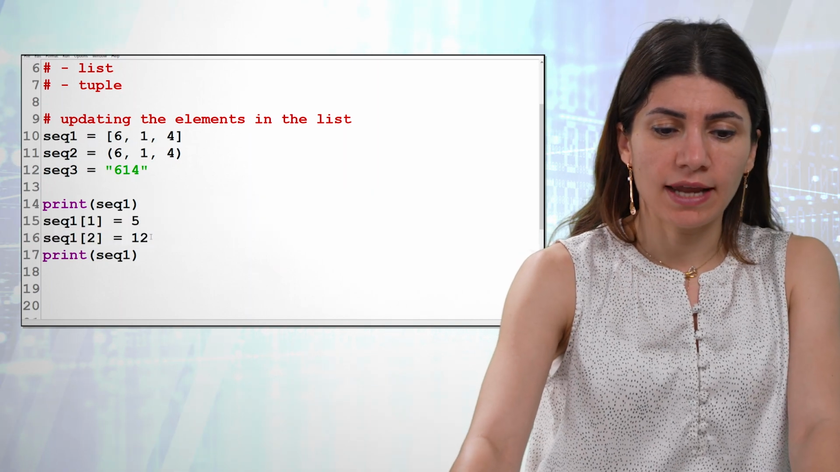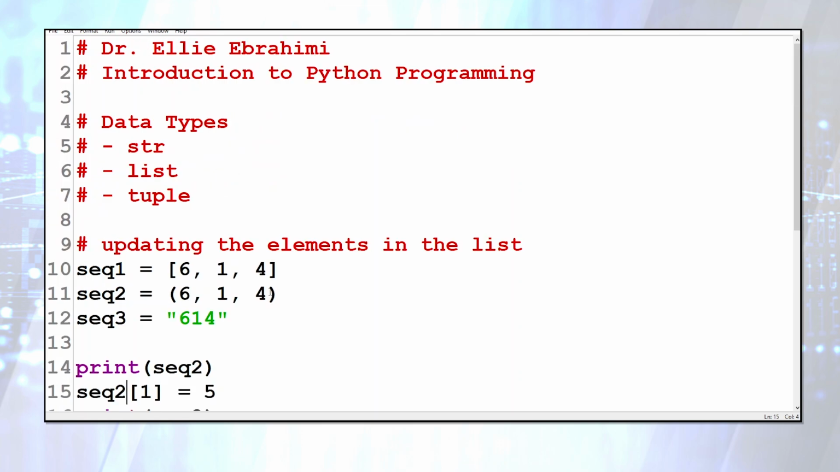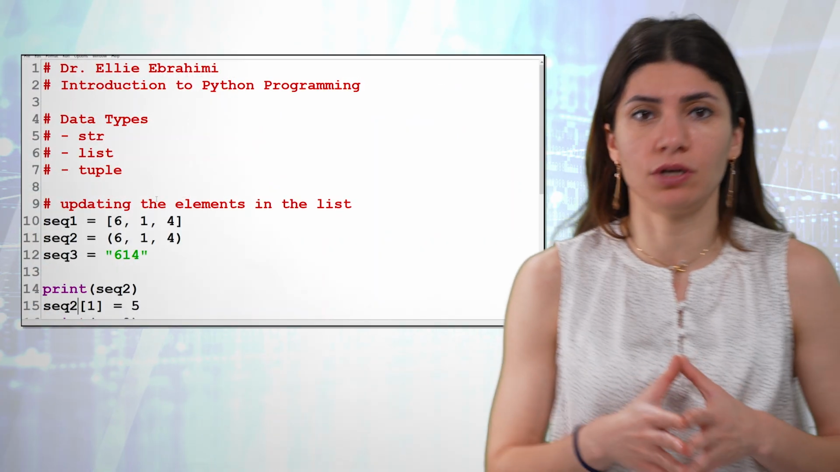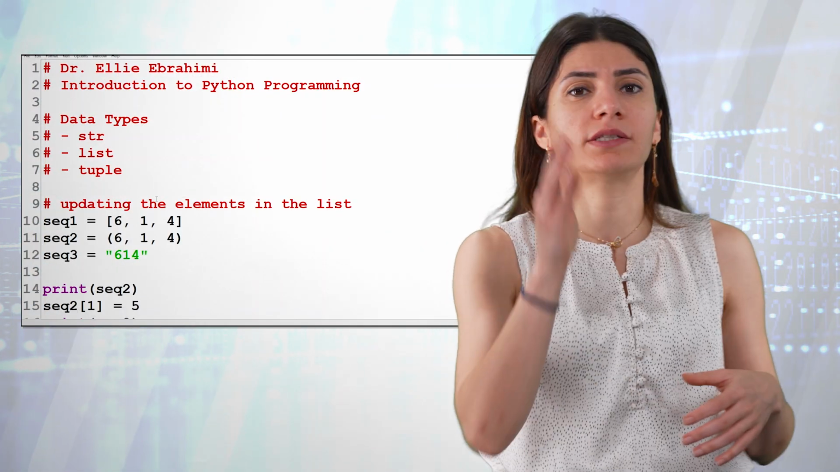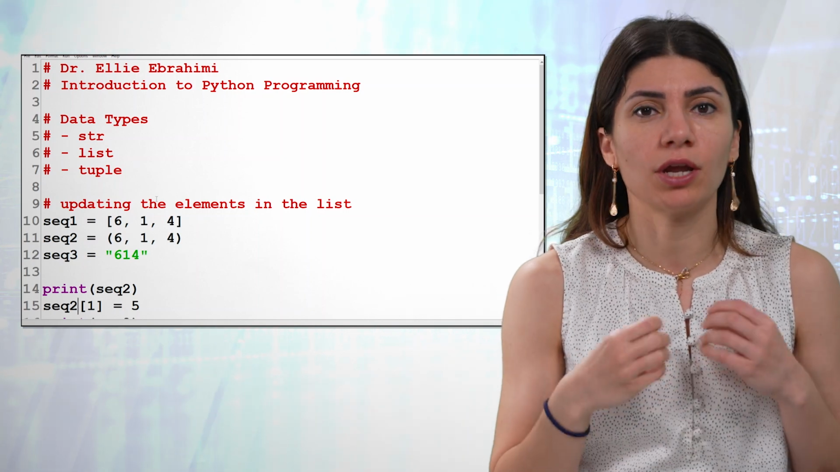So let's now try this on a different type of sequence. Let's see if we can do it for sequence 2, which is type tuple. As I discussed, tuples are immutable. That means you cannot just go ahead and say, I want to change this part of that tuple. It won't allow you because they are immutable.